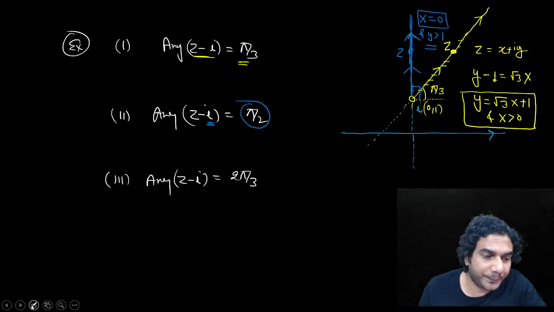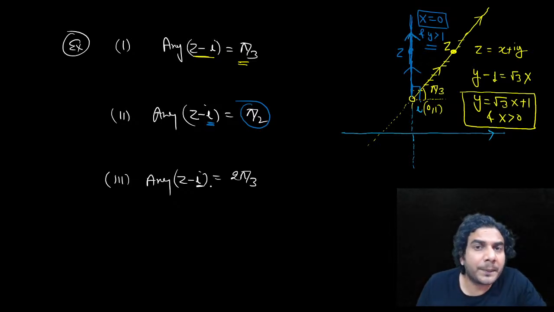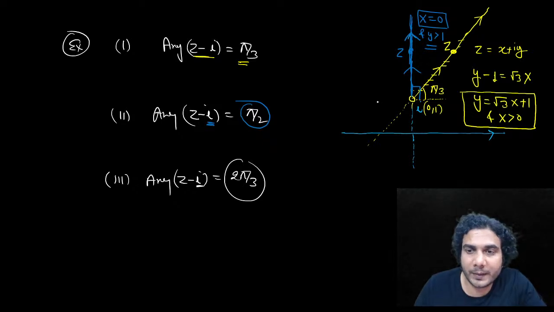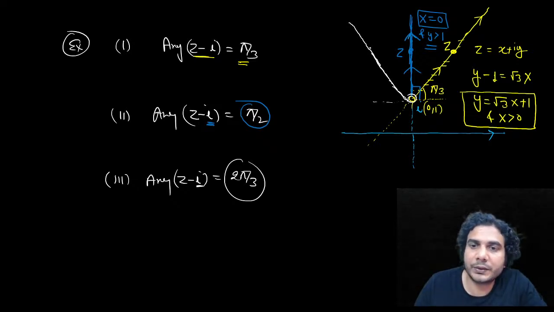Now the third one. The third one is, again, a ray emerging from iota, but now it will be inclined at an angle of 2 pi by 3. So 2 pi by 3, it's all right. Now just change the angle. So 2 pi by 3 will be here. It is just the reflection of the yellow ray about the y-axis, okay? So that is the ray.